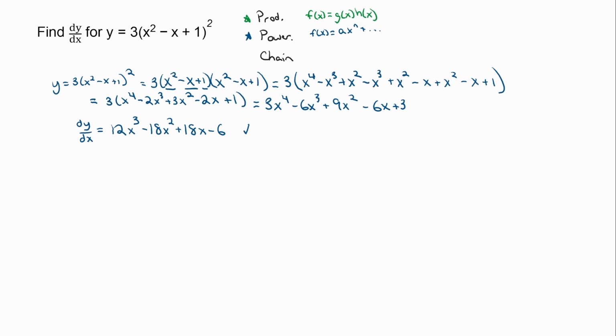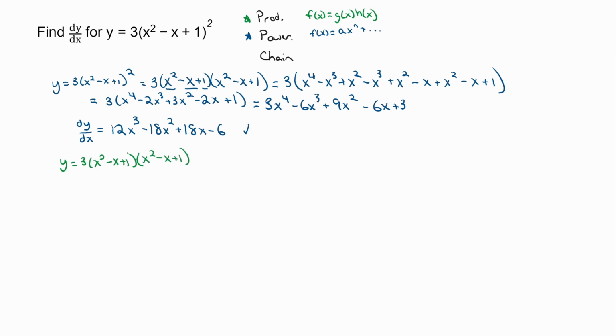So if we write it out, we have y is equal to 3, and this 3 can be on the outside of these functions of x, because this 3 will just end up distributing to our derivative in the end. So again, we have x squared minus x plus 1, multiplied by itself.